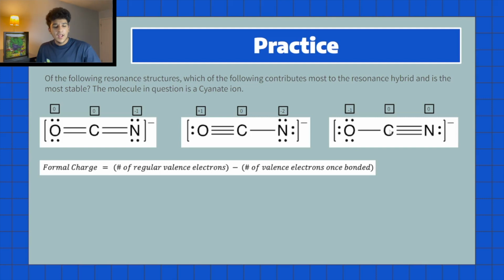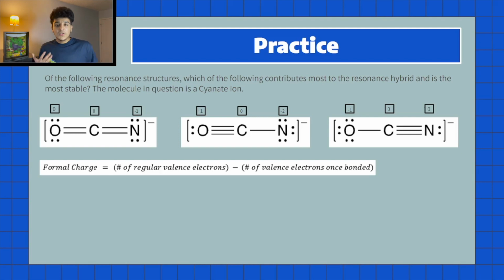Carbon normally has 4, and here it has 4, 1, 2, 3, 4, one from each of the bonds. 4 minus 4 is 0, so the formal charge of this carbon is 0. And then this nitrogen normally has 5, and it has 2 in the form of lone pairs, and 3 more from the bonds. So 2 plus 3, 5. 5 minus 5, 0.